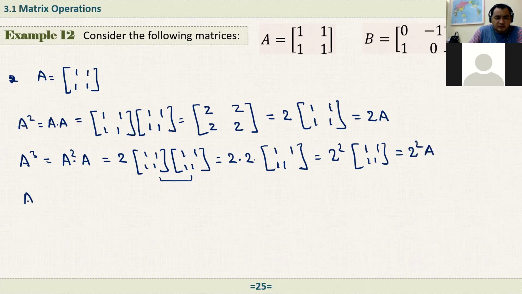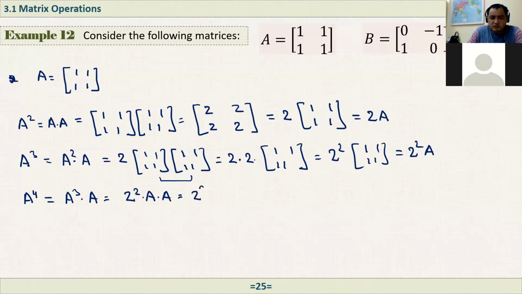And how about A to the power of 4? I can just write it as A cubed times A, right? Or A times A cubed, doesn't matter. And what is A cubed? A cubed equals this. That is 2 squared times A times A. Because A cubed equals 2 squared times A, and here we have A. That's equal to 2 squared, A squared. And what is A squared from here? That's equal to 2A. So that is 2 squared times 2 times A. That is 2 cubed A.